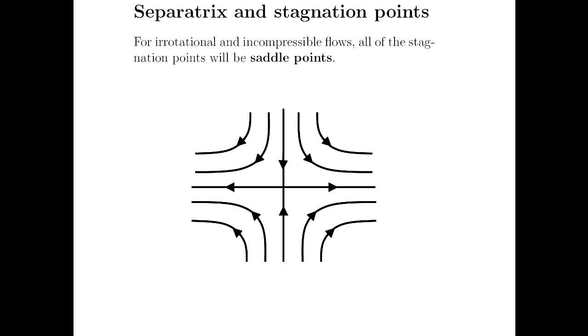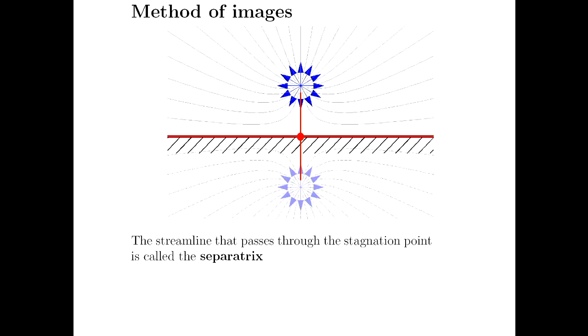Okay, now for irrotational and incompressible flow, all the stagnation points will be saddle points. Basically you have two velocity vectors coming out from the stagnation point and two coming in. For this particular case, you can see that there are velocities coming in from the top and bottom to the stagnation point, and velocities coming out from the stagnation point on the left and right. So it has to be a saddle point.